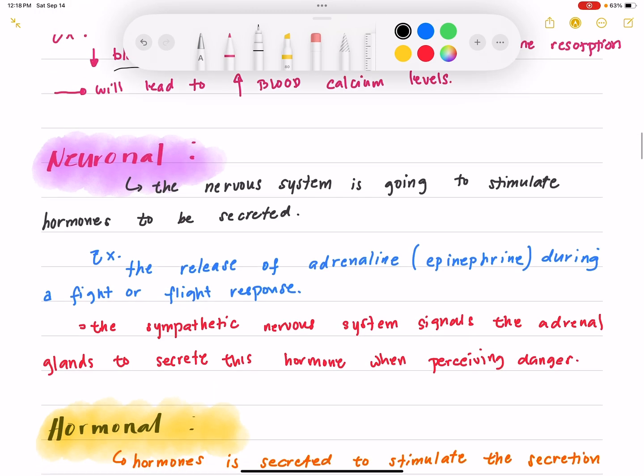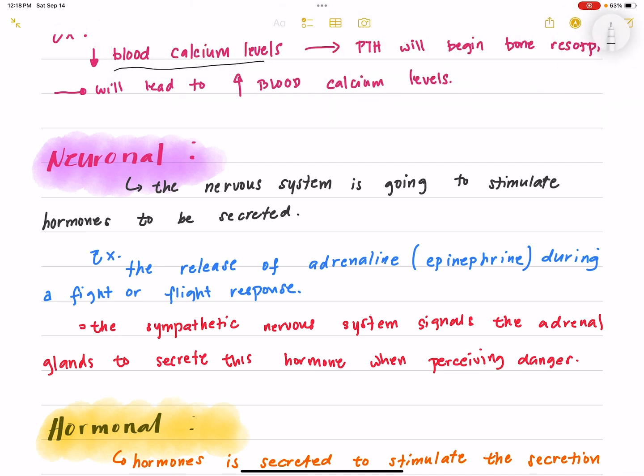So, neuronal, is the nervous system is going to stimulate hormones to be secreted. So, example, the release of adrenaline or ang ginatawag niya epinephrine during a fight or flight response. Meaning, the sympathetic nervous system signals the adrenal glands to secrete this hormone when perceiving danger.